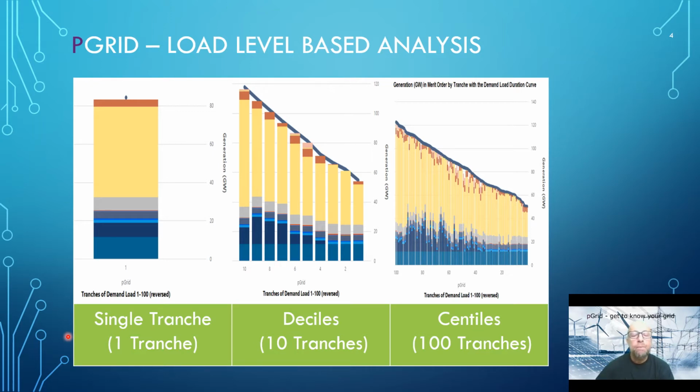So we have basically within pGrid the ability to make that question quite simple by considering load to be just one level of load here, a single tranche of load, or over here where we might say there's 10 different levels of load within the year, or 100 levels of load within the year. And these are basically things called duration curves. It's all the same data here.